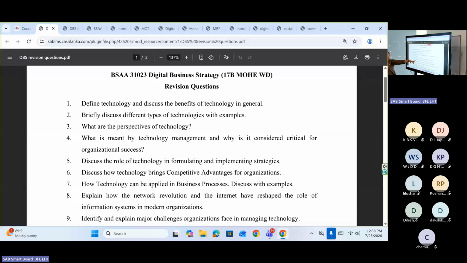So here, in one question, you won't be asked all these questions, right? It's the first lesson I have given here. I think I'm going to explain the next version. Yes, 7 questions. The first 7 questions are from lesson 1. But at the examination, all these questions are not asked. Right? So just look there: discuss the role of technology in formulating strategies, and the 6th one is discuss how technology brings competitive advantage. Those 2 questions are not together.